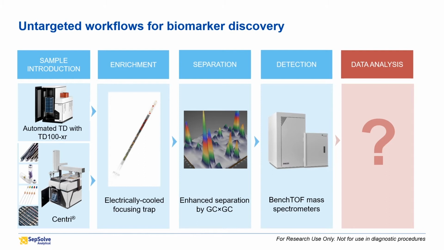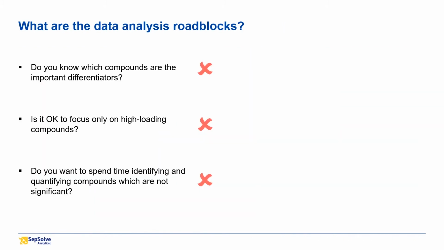But the remaining challenge is, what do we then do with all of this data? This is a problem that's seen across many untargeted discovery workflows, because you obviously don't know what's important or what to look for, and you can't just rely on the high loading compounds, as sometimes it's a trace peak that can be the biggest difference between sample classes. And finally, you really don't want to go to the hassle of identifying and quantifying hundreds of peaks when they aren't actually significant.